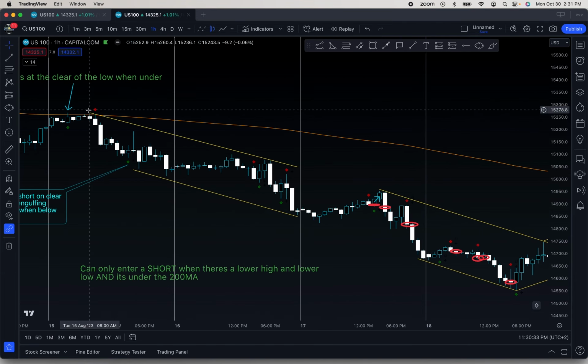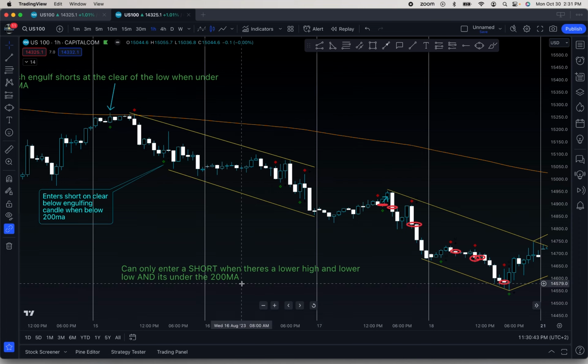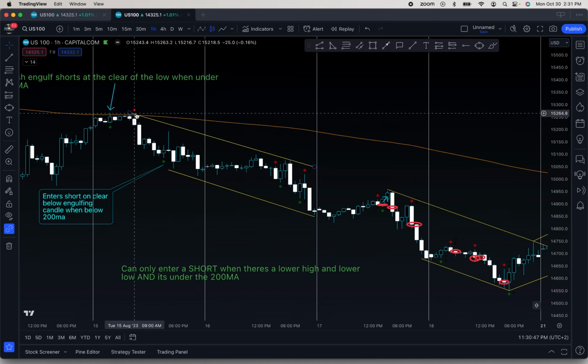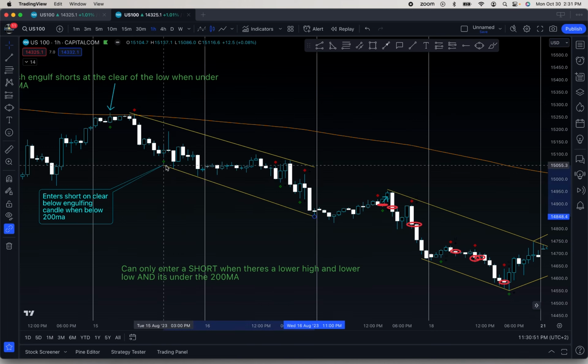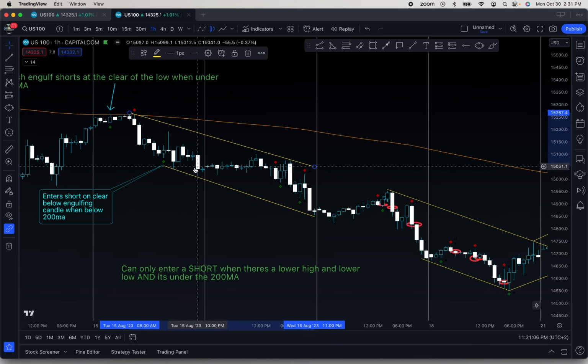So basically the rules are it can only short when there's a lower high and a lower low and it's under the 200 MA. And then the opposite is true for the longs. This thing is going to plot every low and high of the days, which are separated by these white lines. So it makes a low and then a lower low, high, lower high. Once that happens, it plots these trend lines like that.